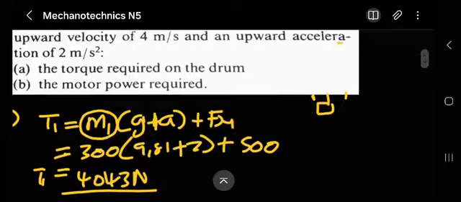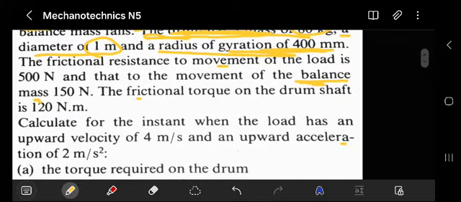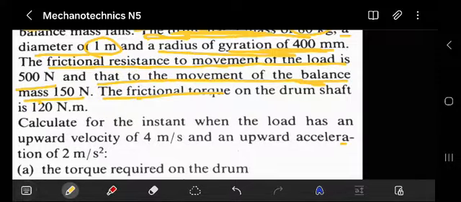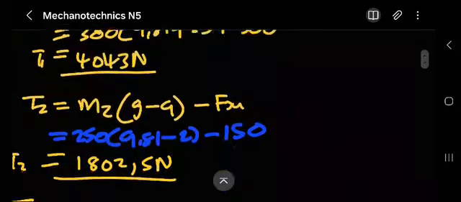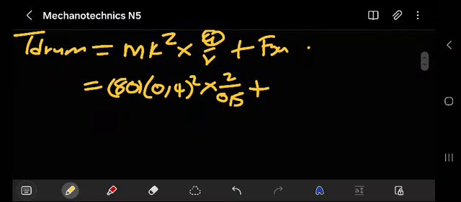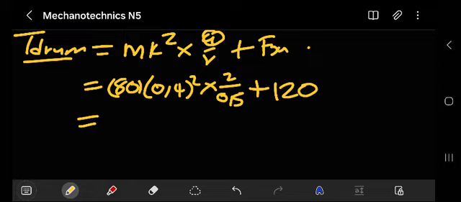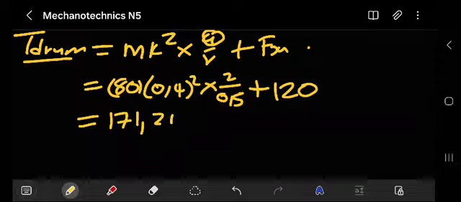You come and check the friction on the drum. So they say the frictional resistance to movement of the load is this, and that of the movement of the balance is 150, and the frictional torque on the drum shaft is 120 on the drum shaft, plus 120. Punching this, we'll have that torque on the drum, 171.2 Newton meter.